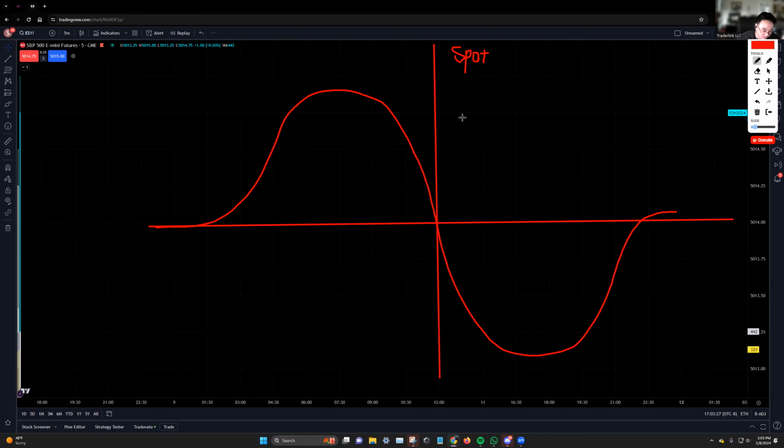So, where is Vanna's impact most impactful, right? This is at the money because it's at spot price. This we will call out of the money, right? And this we will call in the money, or technically out of the money as well. They can go both ways, depending on which side you're looking at. In the money, out of the money, in the money, out of the money.